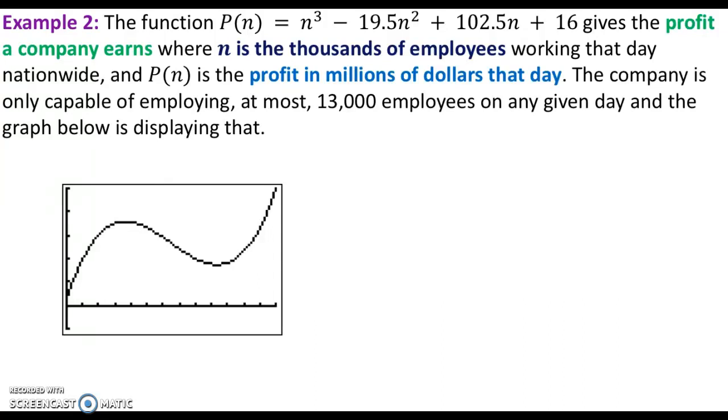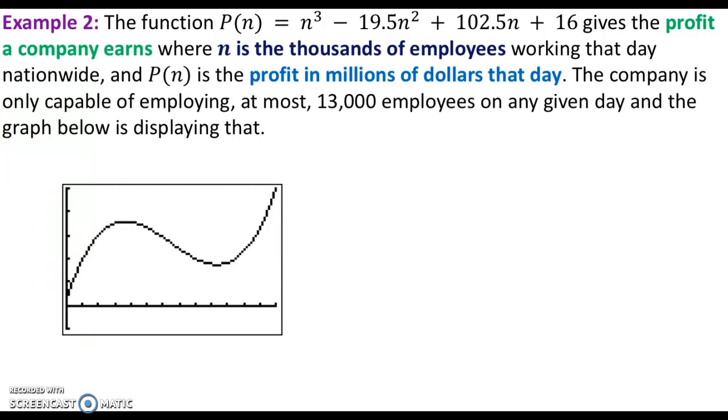All right, so now let's go on to example 2 in your lecture guide. I'm on page 10. The function p of n equals x cubed minus 19.5n squared plus 102.5n plus 16 gives the profit a company earns, where n is the thousands of employees working on that day nationwide, and p of n is the profit in millions of dollars at that particular day.